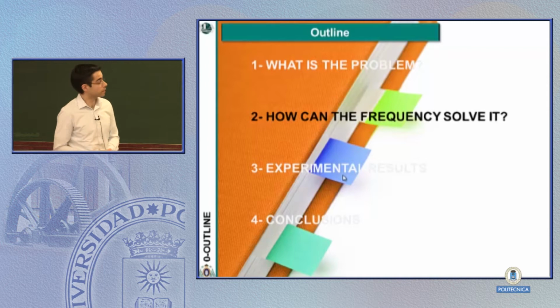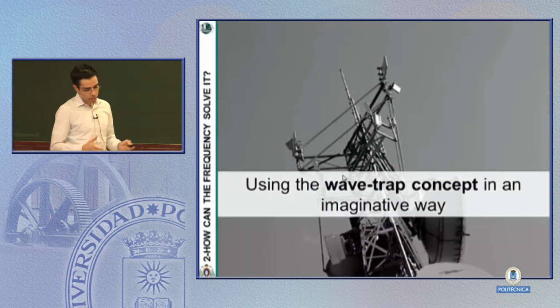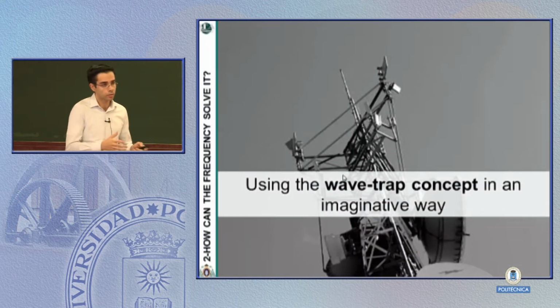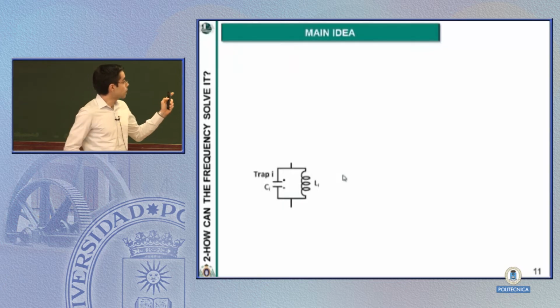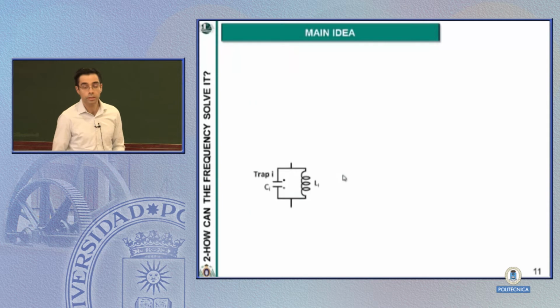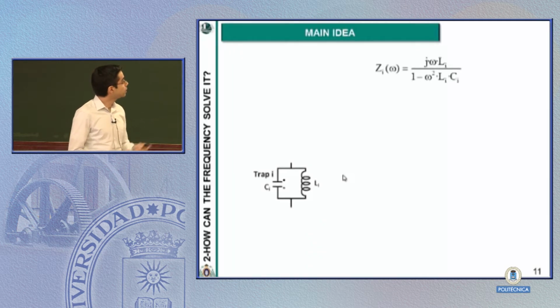And well, we think that the answer is yes. Using what is called a wave trap. It's a concept widely used in telecommunication systems, but we are going to use it here in a different way, with imagination. Let's say this is a trap, okay, very simple. It's just a capacitor and an inductor in parallel. Two equations, very simple. This is the impedance of one trap, with one zero and two poles. And this is the resonant frequency of that trap.